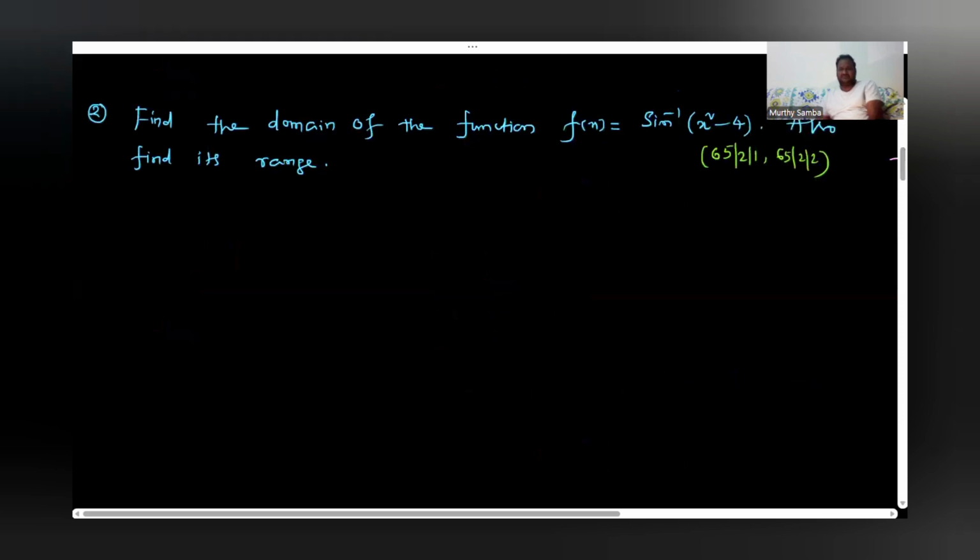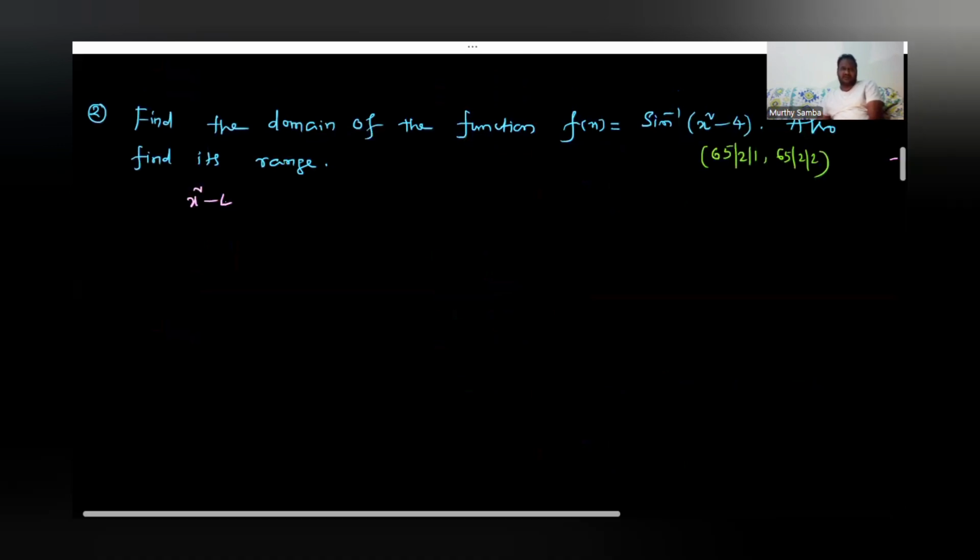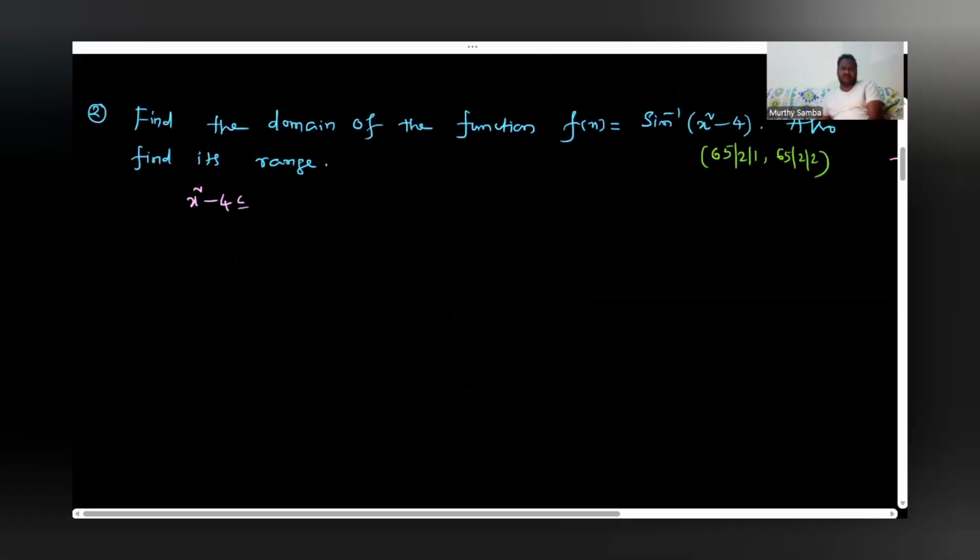The next problem is just similar to the previous one. Find the domain of the function f(x) = sine inverse (x square minus 4). This was given in two sets. Coming to cos inverse or sine inverse, the domain remains the same. You remember that x square minus 4 lies between -1 and +1.